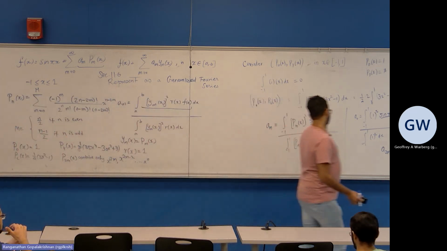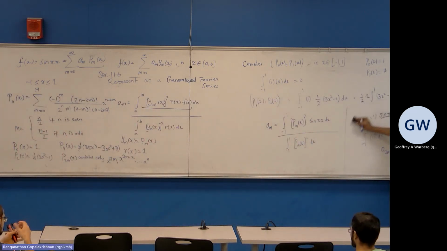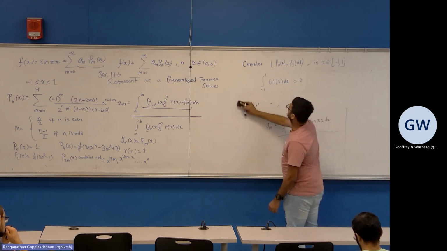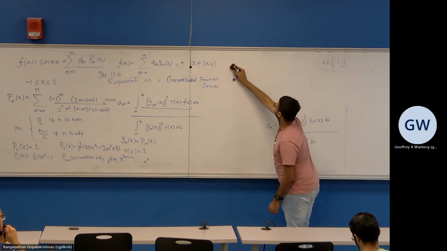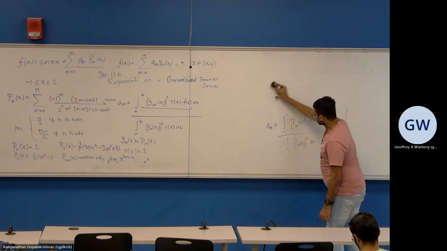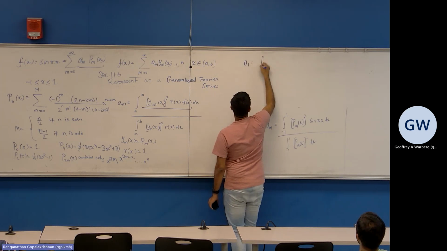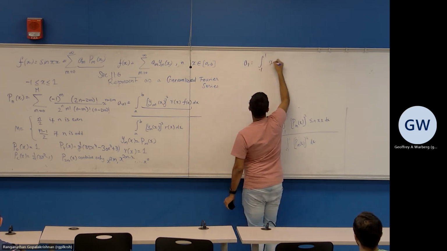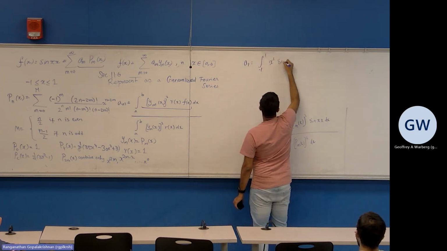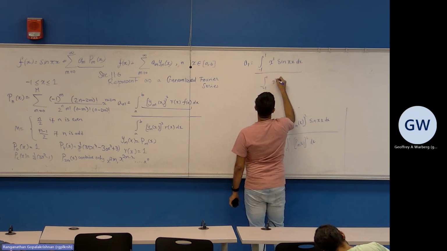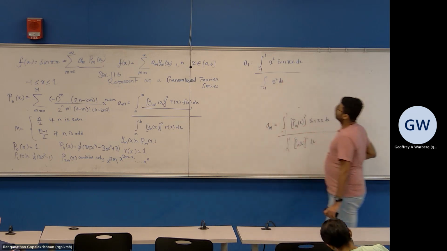So A2m is 0. Let's look at the odd functions or odd coefficients, A1, A3 and so on. A1 is the integral from -1 to 1 of x squared sine pi x dx divided by the integral from -1 to 1 of x squared dx.